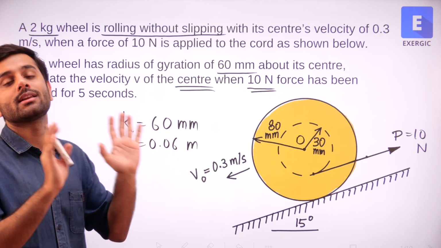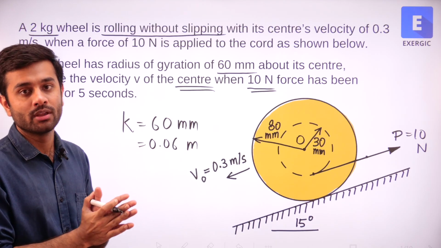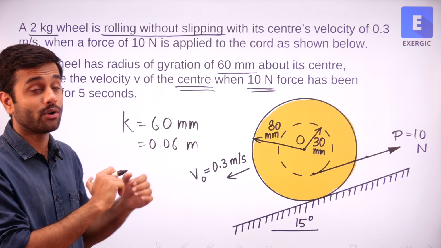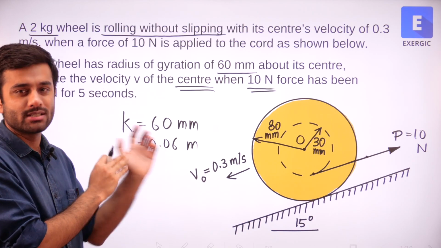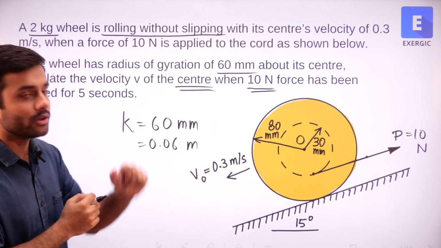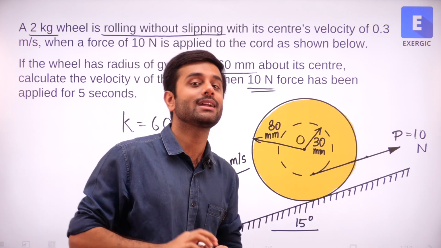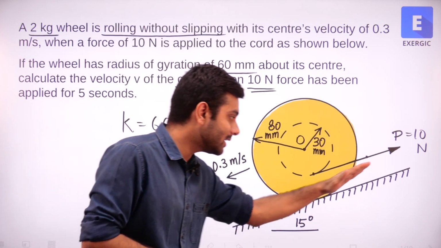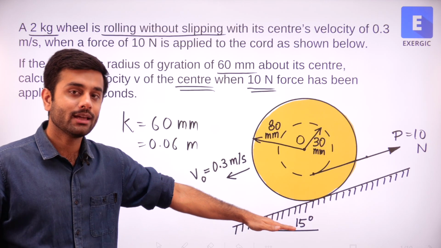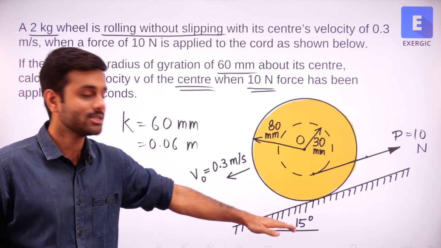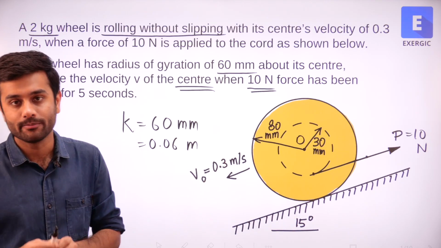This is what the question has given and asked. One more piece of data you can see from the diagram, not mentioned in the question, is that the wheel is not rolling on a flat surface but is doing pure rolling on an inclined surface. And how much is the angle of inclination? It is 15 degrees.